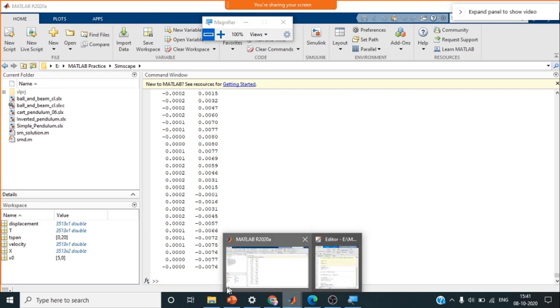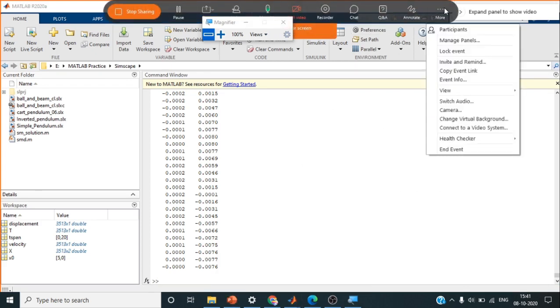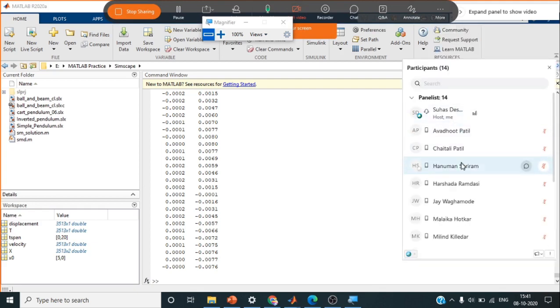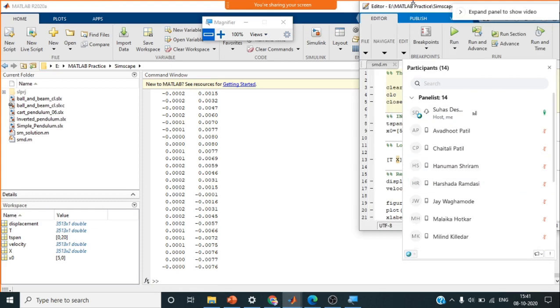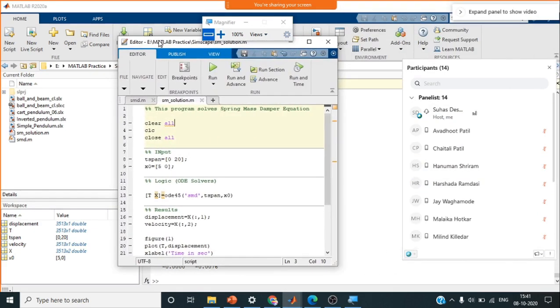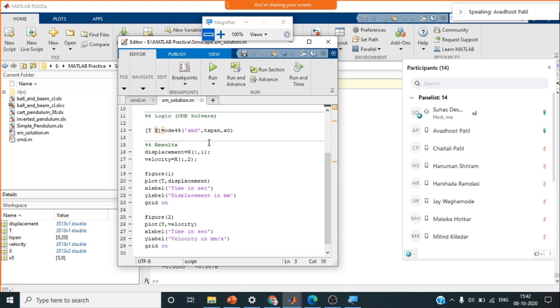Now you tell me what is meant by energy law. Can you tell me what the energy law is? Energy law means what? Yes, anyone? Chaitali, Avdut, anyone can answer. What is energy law? Conservation, sir. What is meant by conservation? How does it work?